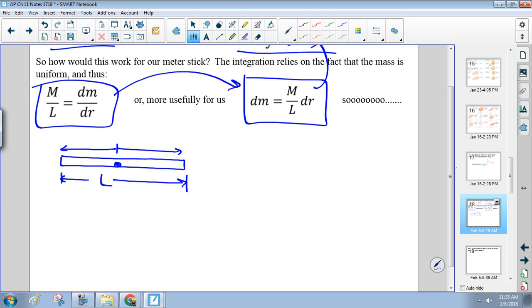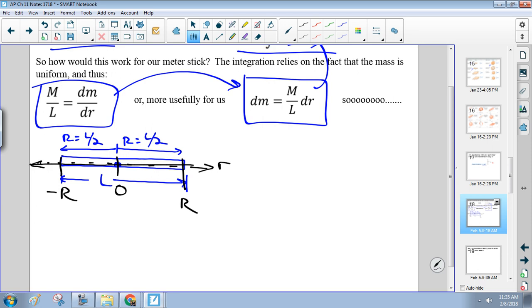Let's call half of the length R. So R is L over 2. And what we want to do is imagine a number line running along the length of the meter stick. Instead of the traditional x, we're going to use a lowercase r. Our position here is 0, so this position is positive R, and over here is negative R. So we've got this number line that runs through our meter stick.